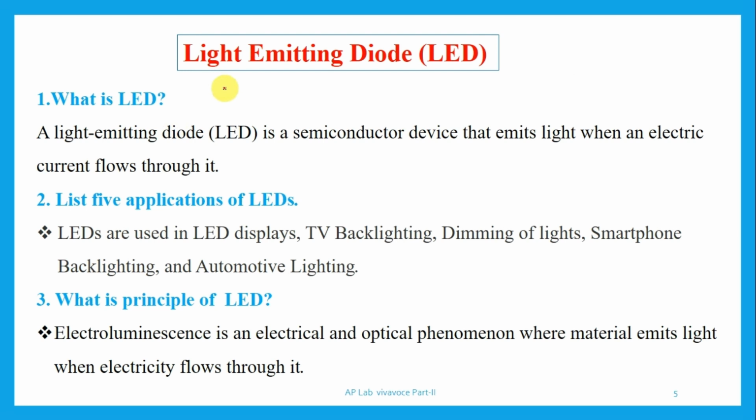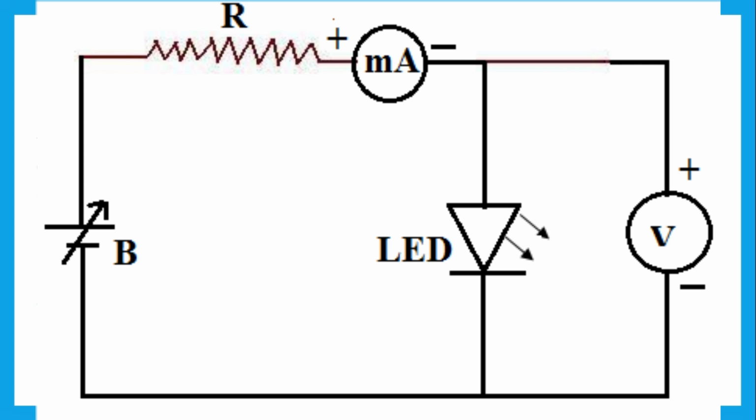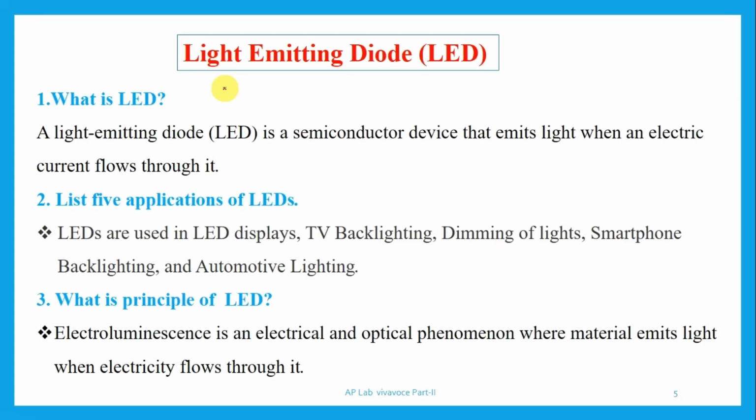So basically it is a semiconductor device that emits light when electric current flows through it. And we have to remember that LEDs will work only in forward bias. When it comes to applications, there are so many applications for LEDs. These LED displays we can use in TV monitors, dimming of the lights in smartphone backlights, automotive lights, and in remote controls as indicators.